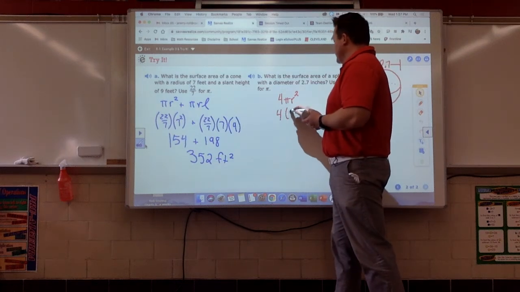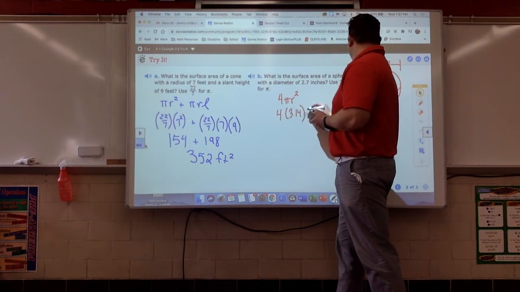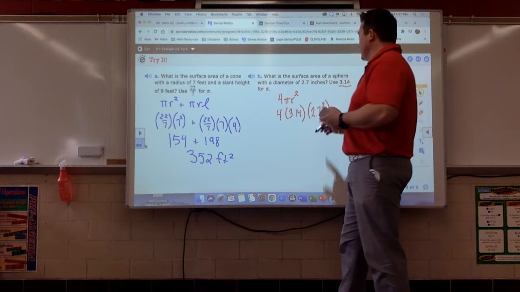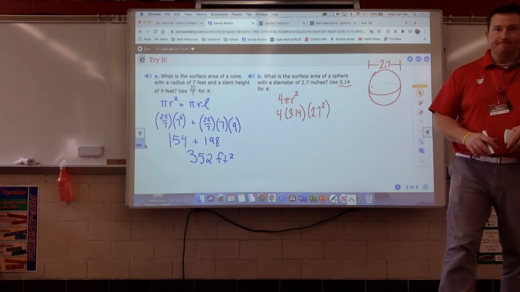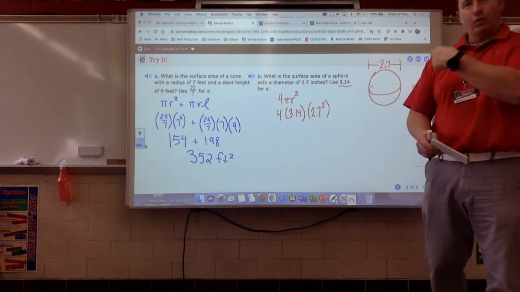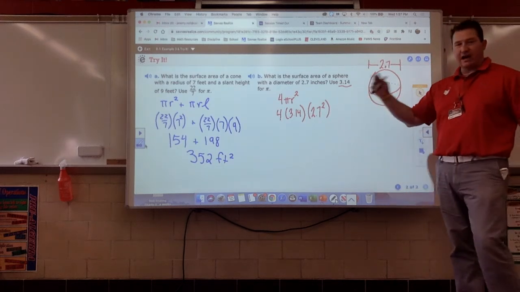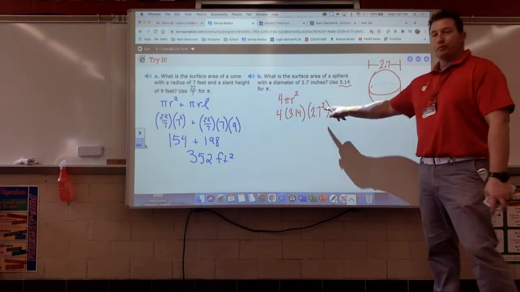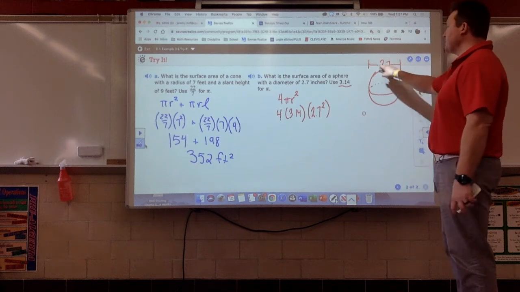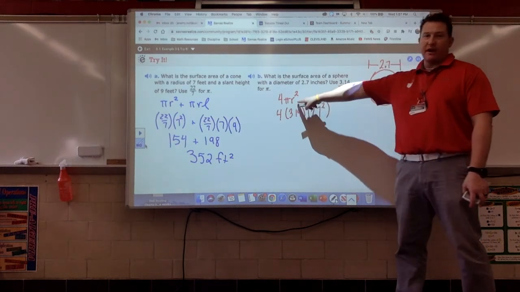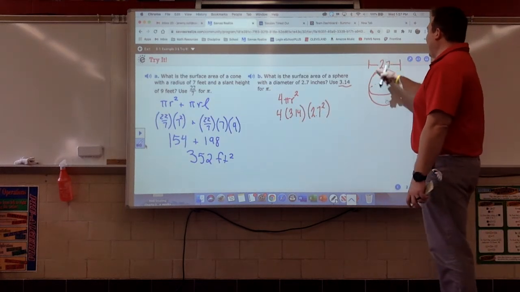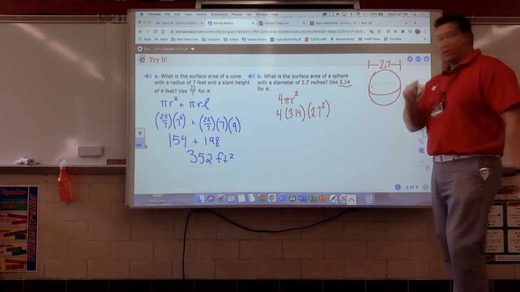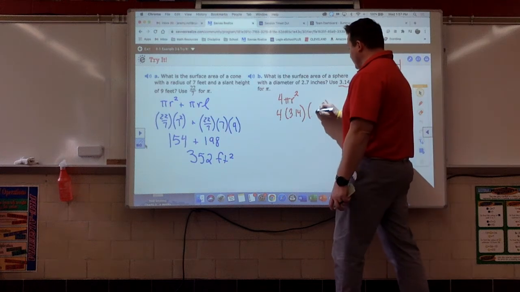So 4 times 3.14 times, what is this, 2.7 squared? Okay, do you guys like that? No, you shouldn't. What's wrong with that? This is the most common 8th grade mistake. I can't use 2.7. That's right, because this is a diameter. My formula involves a radius. So I need to cut 2.7 in half, divide it by 2. 1.35 is the number I want to use here, folks.